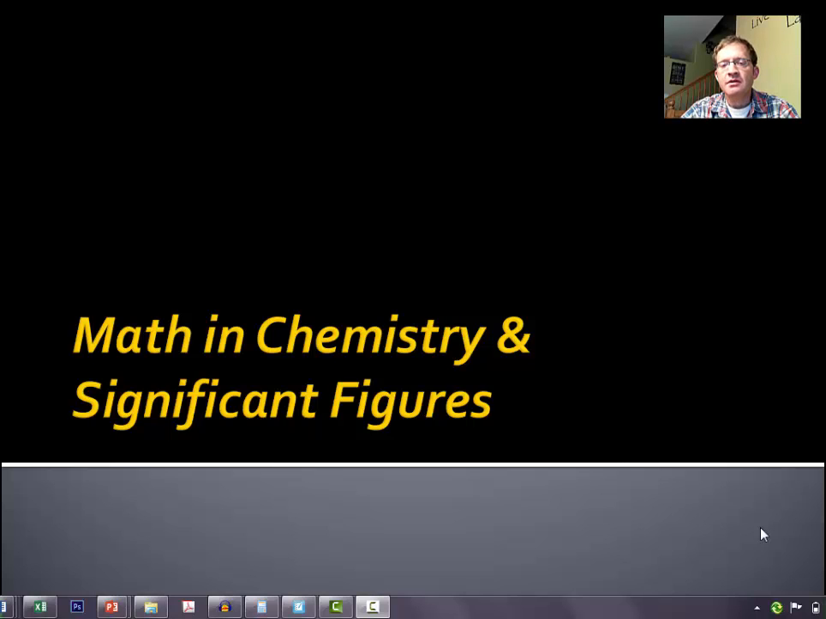So our next job is to start looking at how we handle multiplication and division. There's probably a lot more multiplication and division in chemistry than there is addition and subtraction. So it's important that we understand the rules for those too. And this is where significant figures come into play.